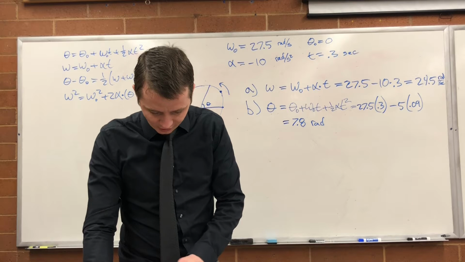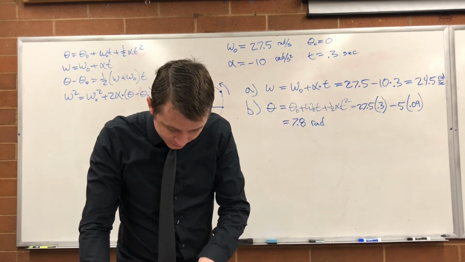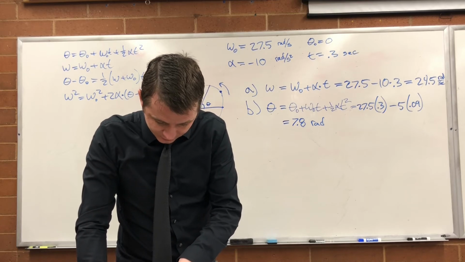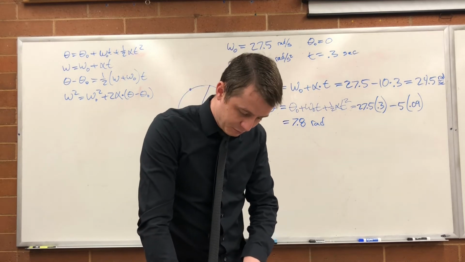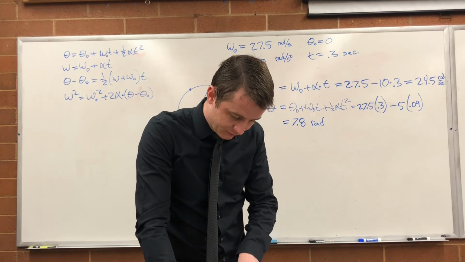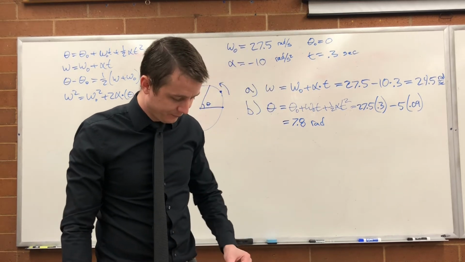Okay, let's check. For A, we got 24.5 radians per second. Yep. For B, we've got 7.8 radians. Okay.